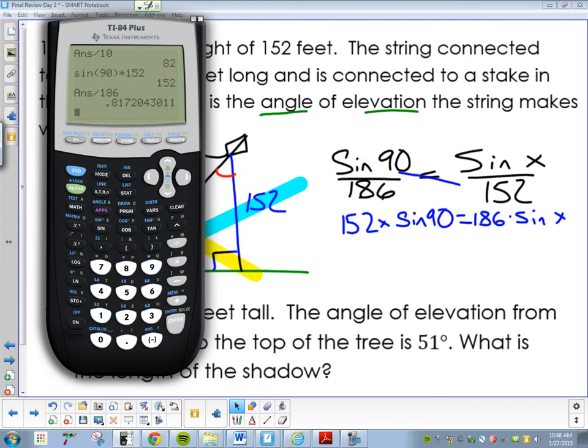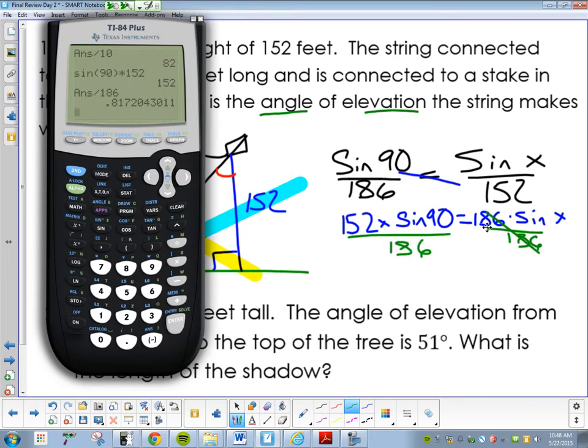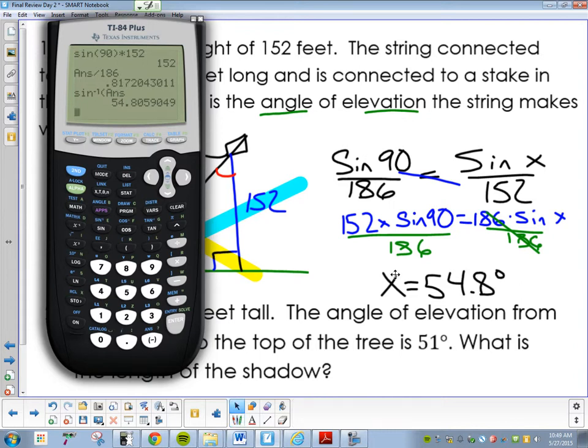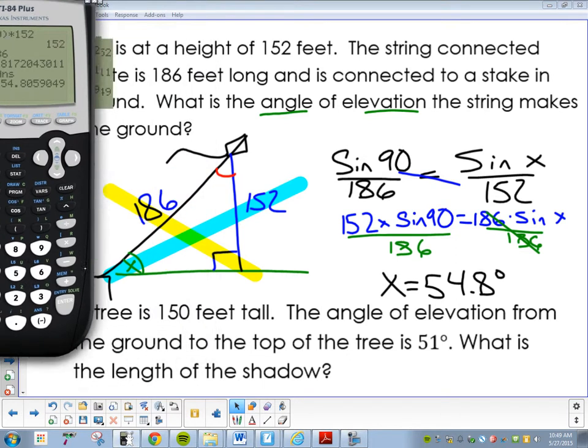Is that my answer? That's the inverse. I need to take the inverse because if I divide by 186, it still says sine of x. I need to get x by itself. I need to get rid of the sine. So remember what we do. We hit second, sine, second answer. That types in that 0.817 for me. I hit enter. It says x is equal to 54.8 degrees. Does that angle make sense? 54 degrees? That's a legitimate angle, so I think that looks good to us.